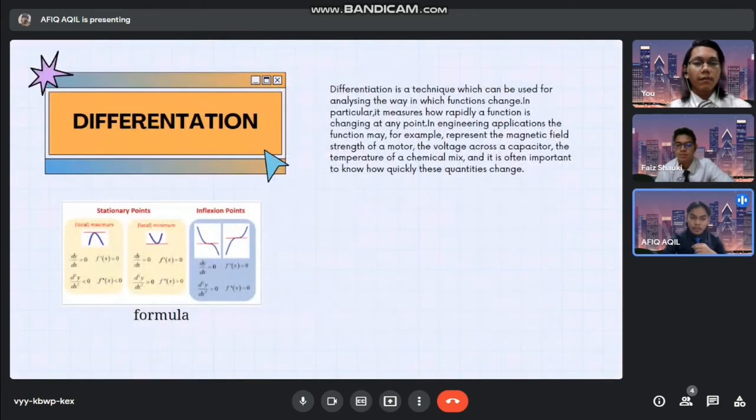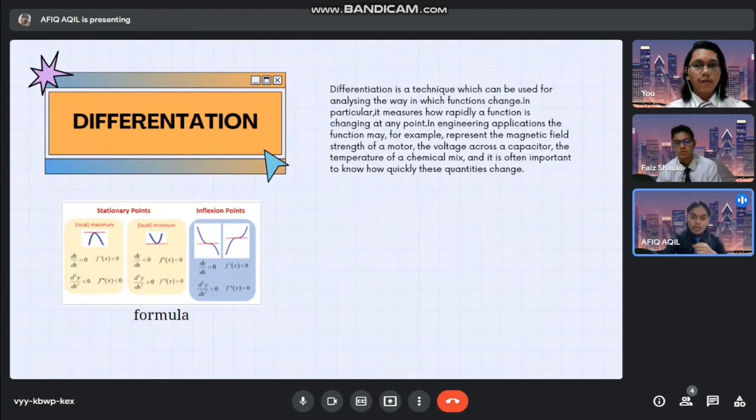Okay, for the first, I will talk about differentiation. Differentiation is a technique which can be used for analyzing the way in which a function changes. It measures how rapidly a function is changing at any point. In engineering, the function may, for example, represent the magnetic field strength of a motor, the voltage across a capacitor, or the temperature of a chemical mix, and it is often important to know how quickly this quantity changes. And that was the formula of differentiation.